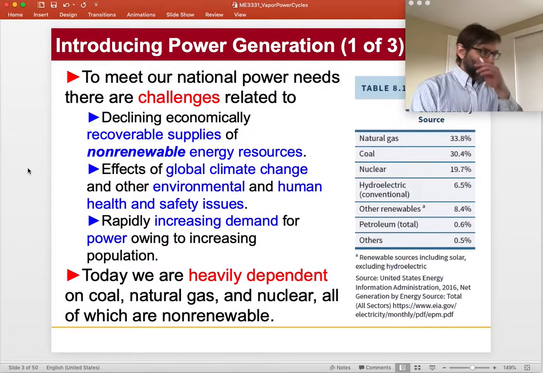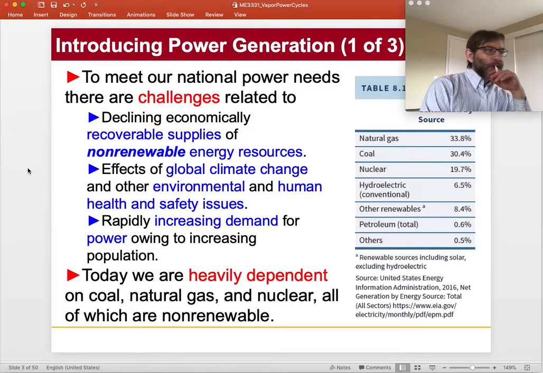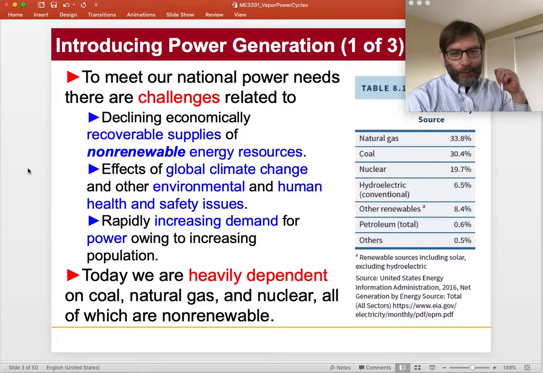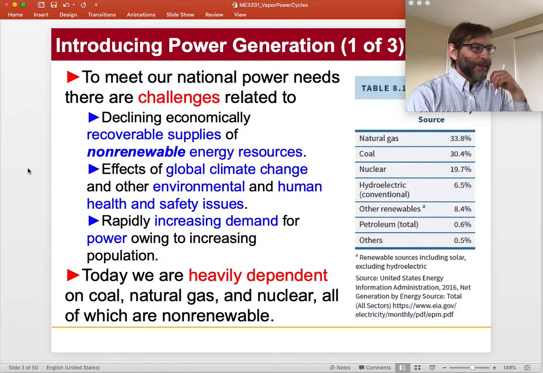Okay, so introducing power generation. To meet our national needs, there are challenges related to declining recoverable supplies of non-renewable energy resources, which we know. Actually, it doesn't seem like we'd have non-renewable resources right now when we have oil that yesterday went below zero, negative. People were paying somebody to take oil from them, right? Crazy times, as I said, crazy times.